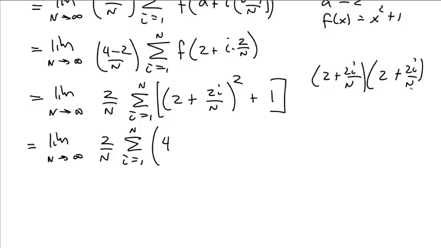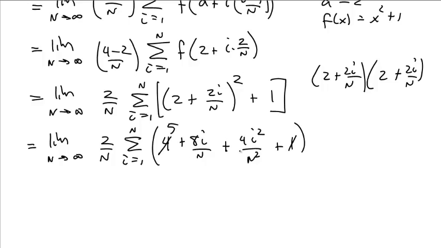Then you have 4i over n plus 4i over n is 8i over n. Plus that last one squared, which is what? 4i squared over n squared, plus 1. And the 1 plus the 4 is 5.